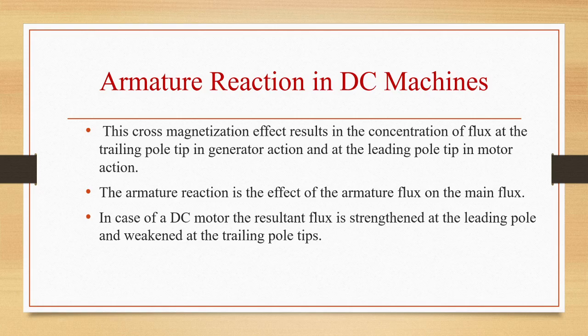This cross magnetization effect will result in the concentration of the flux at the trailing pole tip in generator action and at the leading pole tip in motor action. So armature reaction is the effect of armature flux on the main flux. So what exactly is armature reaction, students?